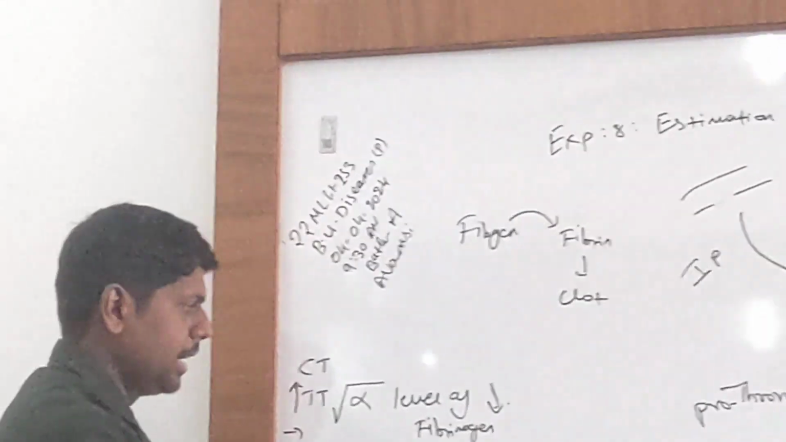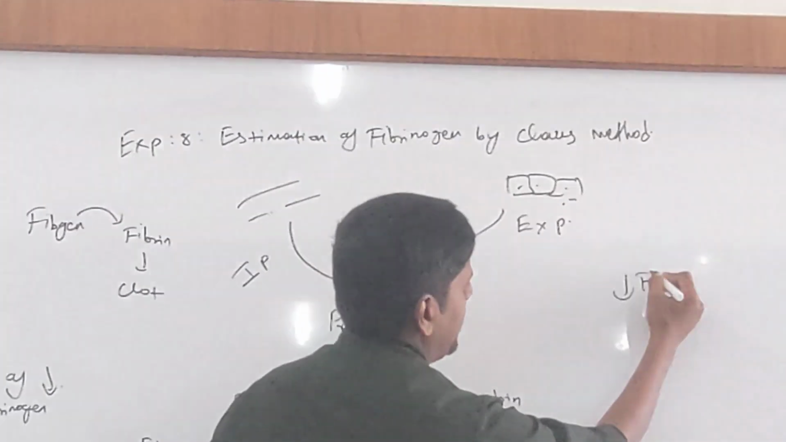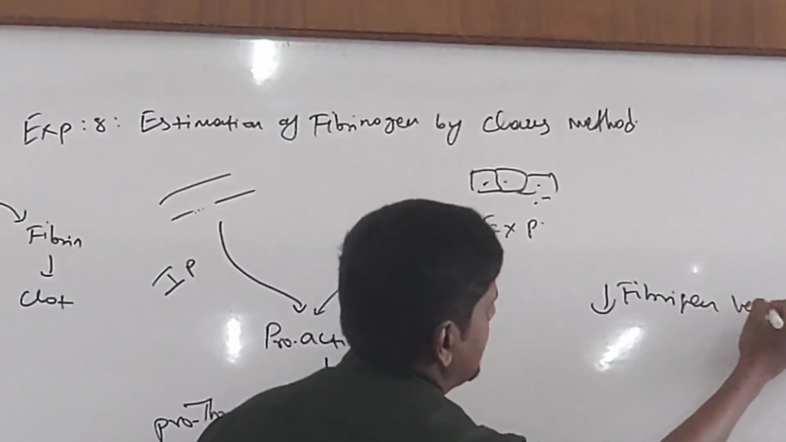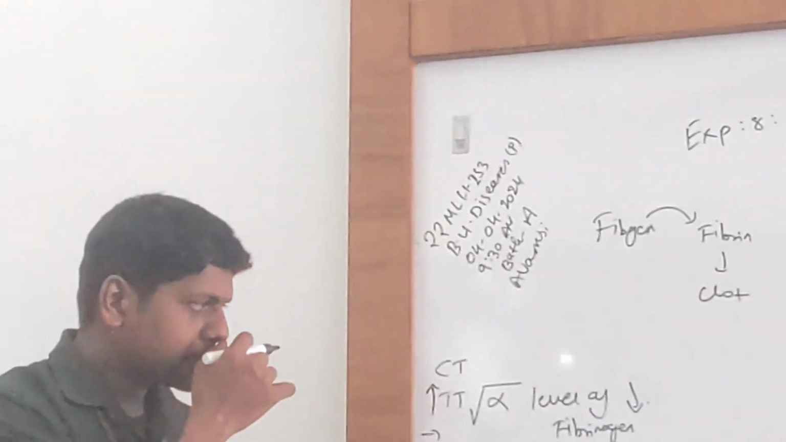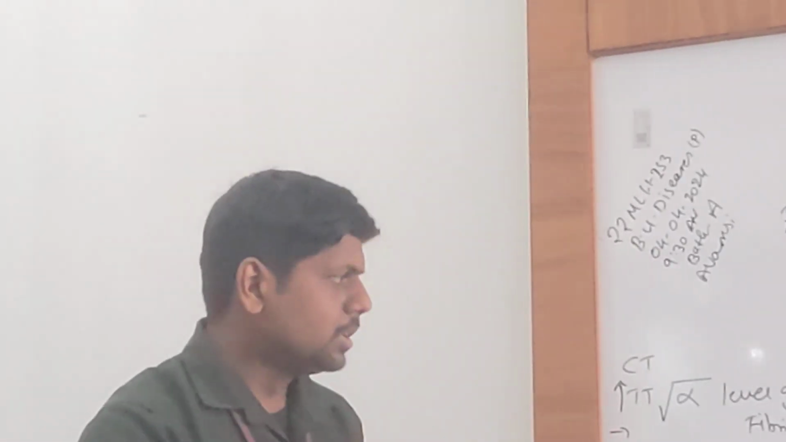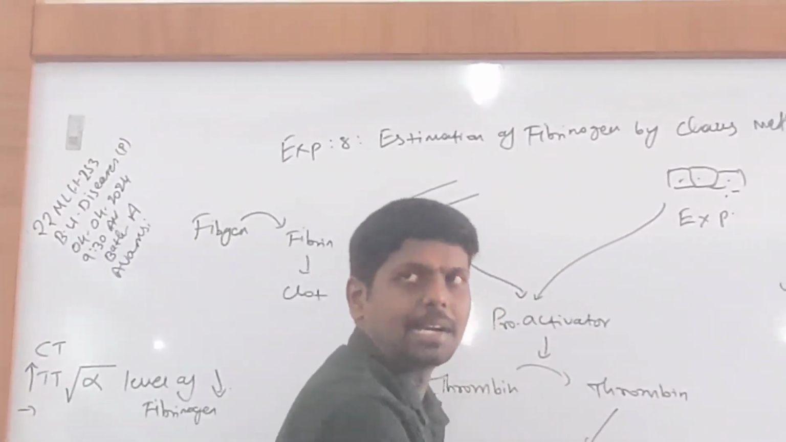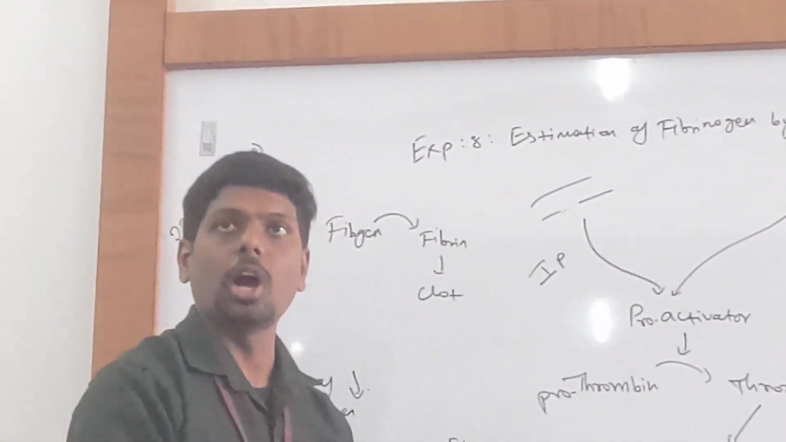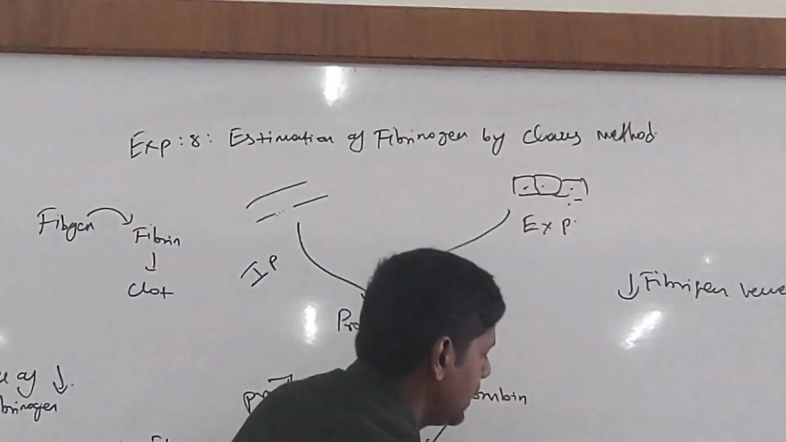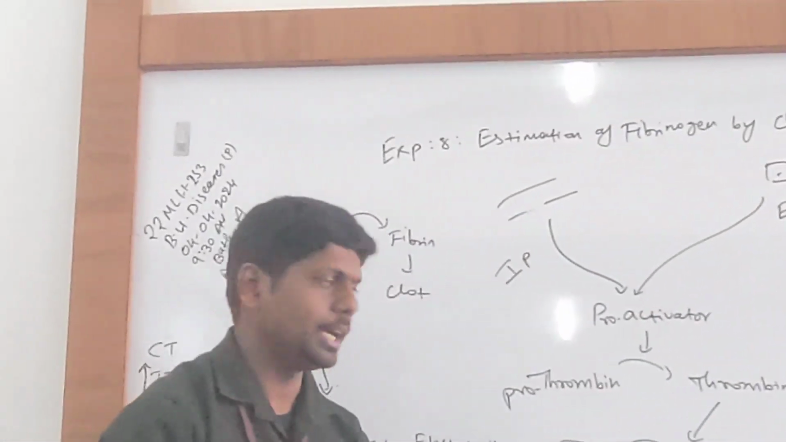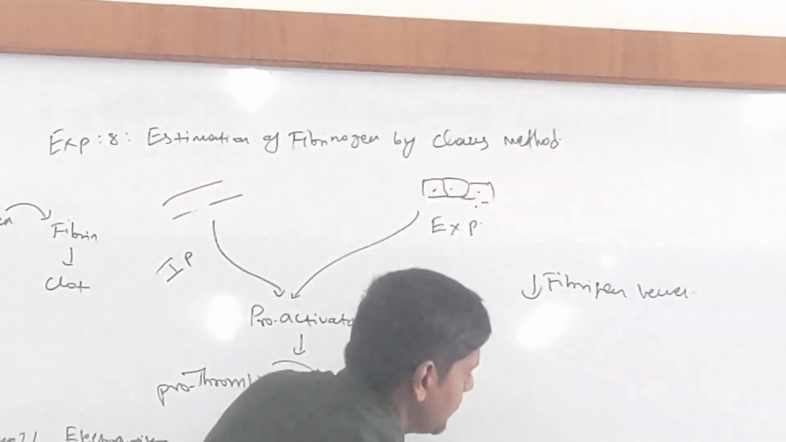Then I will give you a case study here: reduced fibrinogen levels. But before that, I will add one more point. Types of clotting conditions in the body. Broadly, there are two types of clotting conditions. Keep in mind, there are two types: acute and chronic.